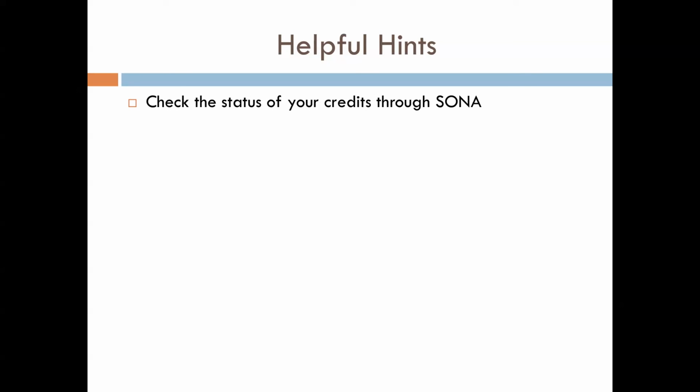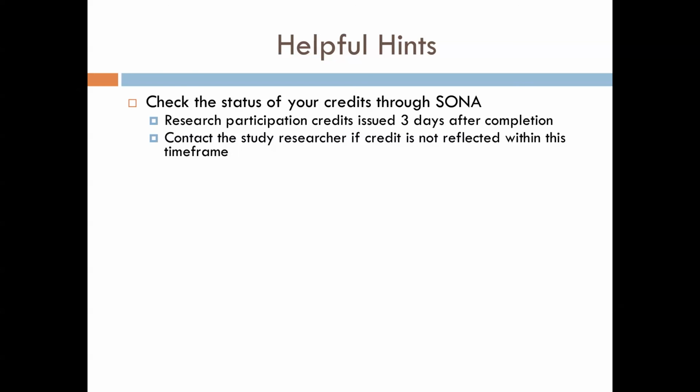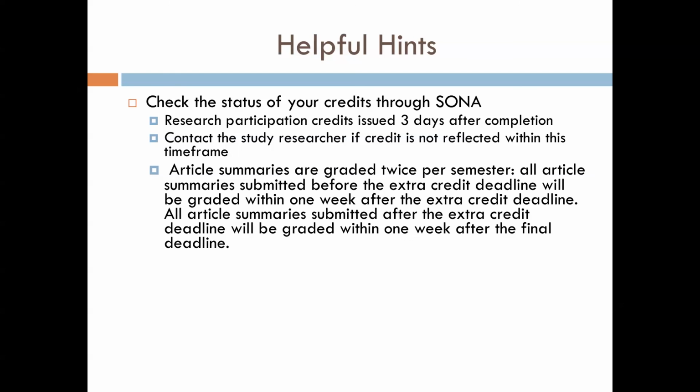Now to quickly go over some helpful information with you. First, you can track your total earned credits through your SONA profile, whether that be through research participation or article summaries. If you have participated in a research study, you should see the credits added to your profile within 3 days. If you do not see the credits posted within that time frame, you can reach out to the researcher to inquire about receiving your credits. Article summaries are graded twice during the semester, once shortly after the extra credit deadline has passed, and once shortly after the final deadline has passed.